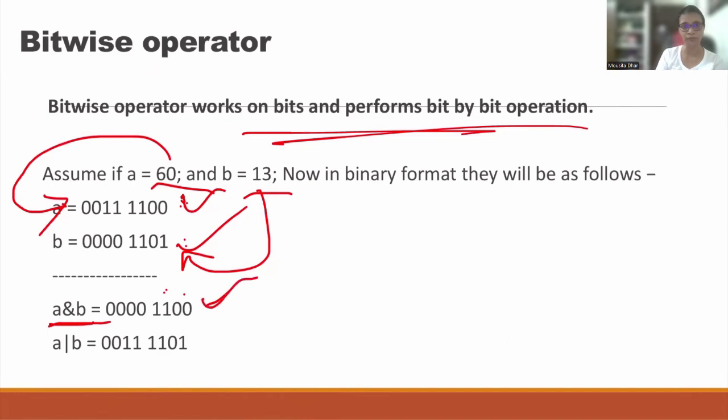So this is A and B. Same for A or B. So 0 or 1 will become 1. 0, 0 is definitely 0. 1, 1 is definitely 1. So if any one of them is true, it will become true. So any 1, 0 will become 1. 0, 1 will become 1. Like that I calculated. This is called bitwise AND and bitwise OR.